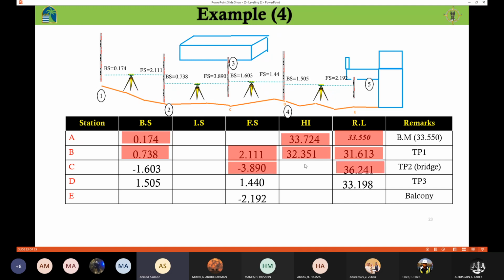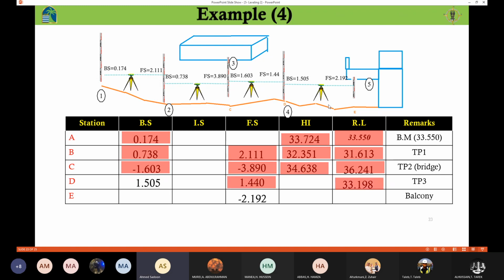Now I'm going to start new position 3, which means that I need to determine the height of instrument again, and the height of instrument for this position is going to be the reduced level for point C plus the backsight. Okay, and since this value is negative, the new height of instrument is going to be this value minus that value. Now in order to determine the reduced level for point D, it is going to be the height of instrument minus the foresight, which is this value.